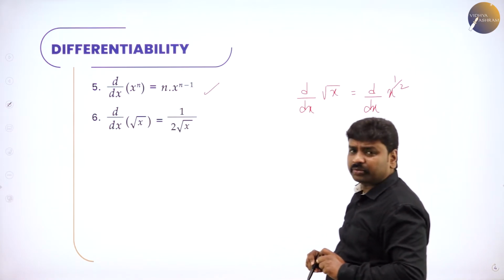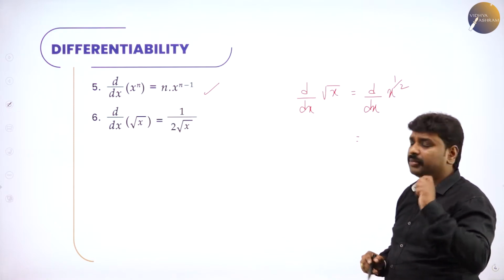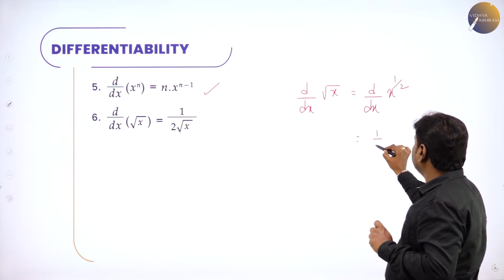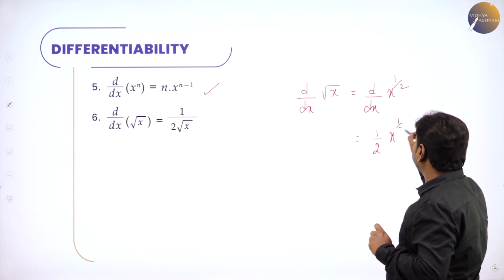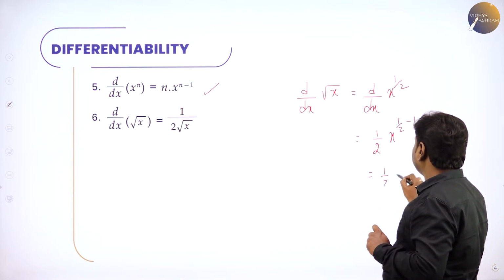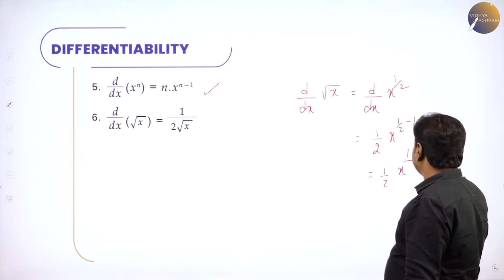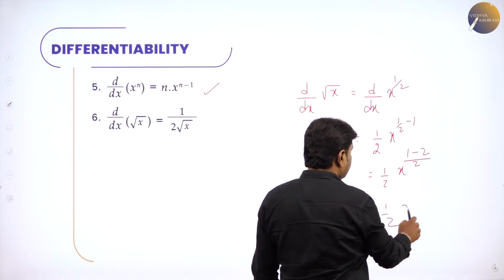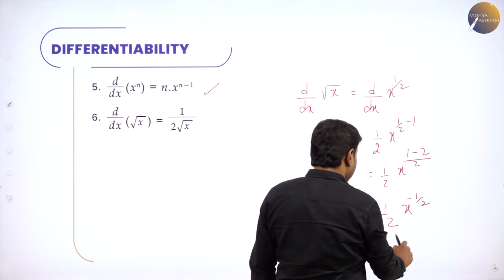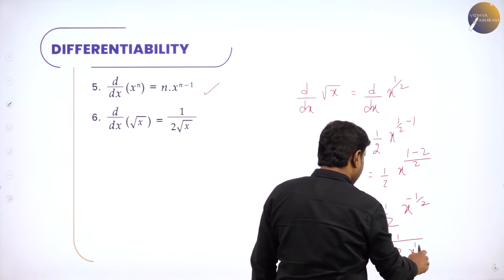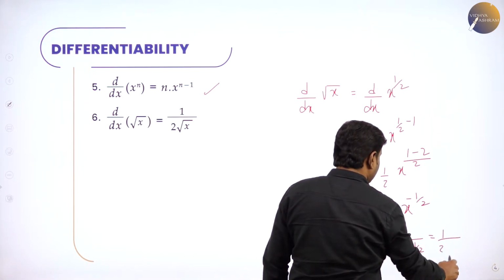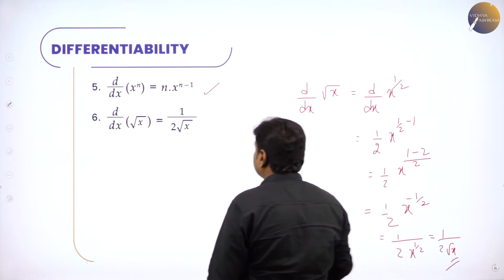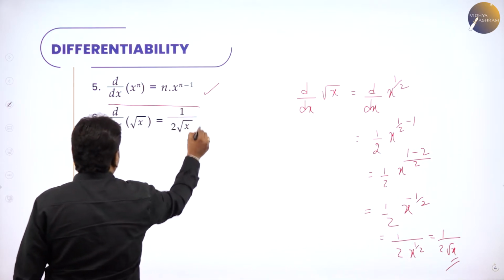What is differentiation of x power n? n into x power n minus 1. So it will become half into x power half minus 1. That is half into x power, what is half minus 1? Take LCM 2, 1 minus 2. Simplify this further. So it will become half into x power minus 1 by 2. Or I can say half divided by x power 1 by 2. Or 1 by 2 into root x, 1 by 2 root x. So d by dx of root x is what? 1 by 2 root x.